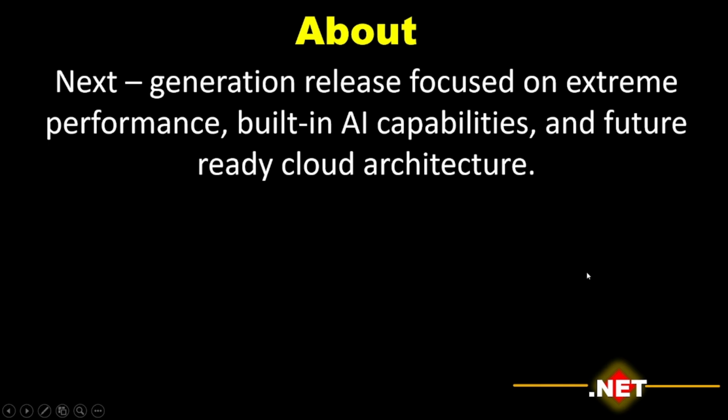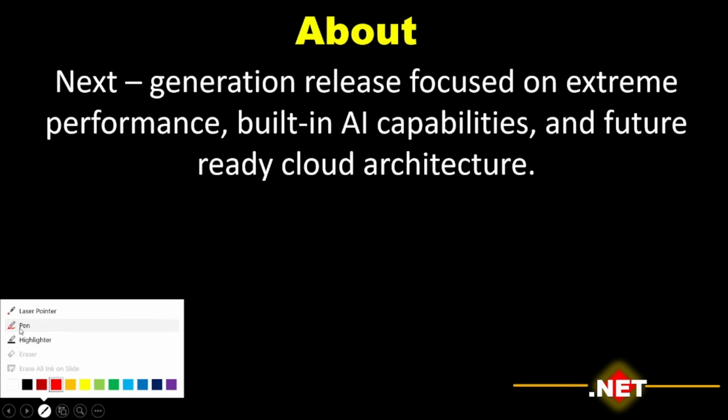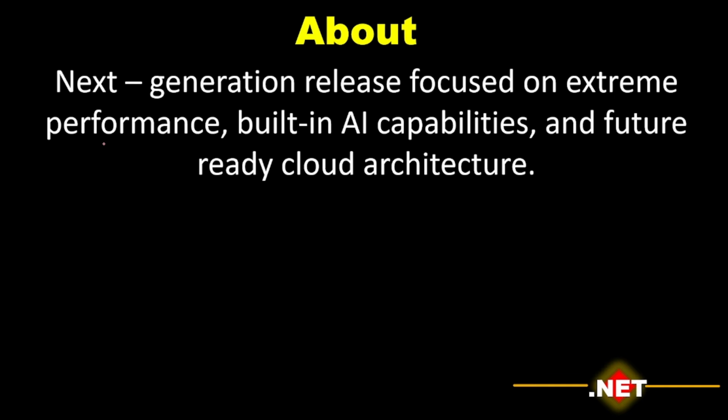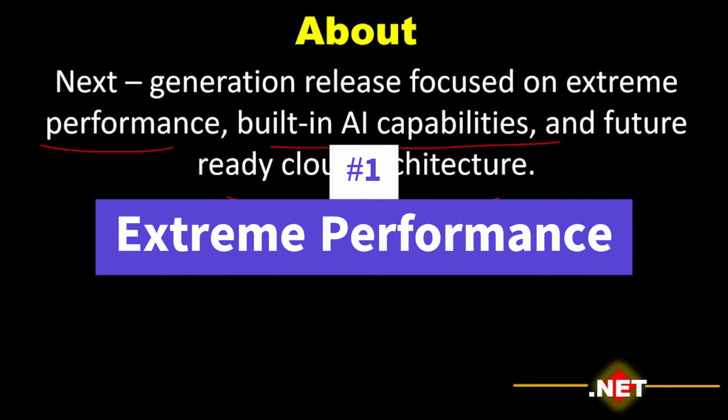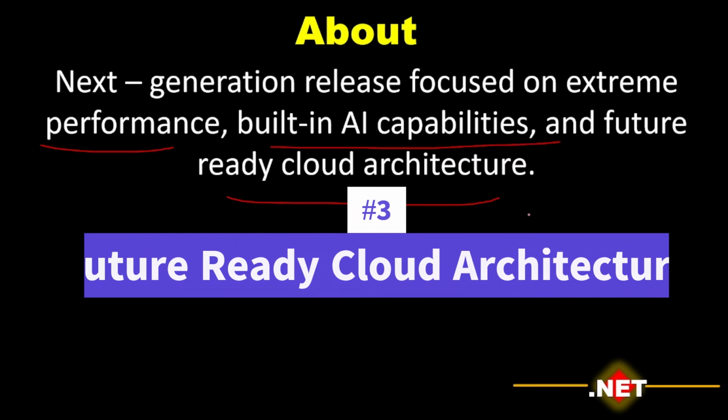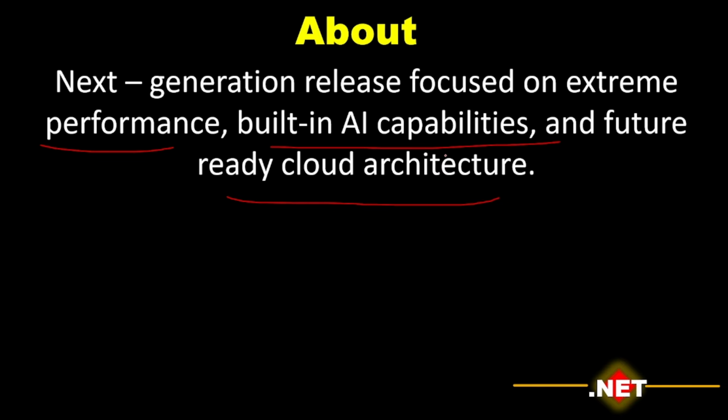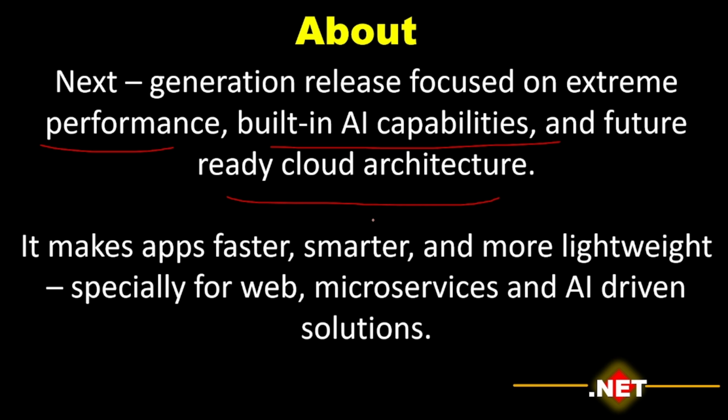Let's talk about .NET 9. It is the next generation release, extremely focused on performance, built-in AI capabilities, and future-ready cloud architecture. So if you see here, there are three important factors: extreme performance, AI capabilities, and future-ready cloud architecture. These cover mainly three different sections. It makes apps faster, smarter, and more lightweight, especially for web, microservices, and AI-driven solutions.